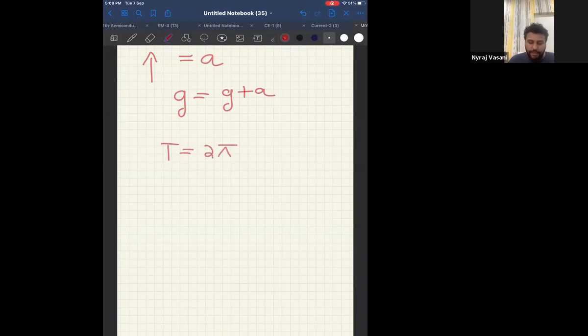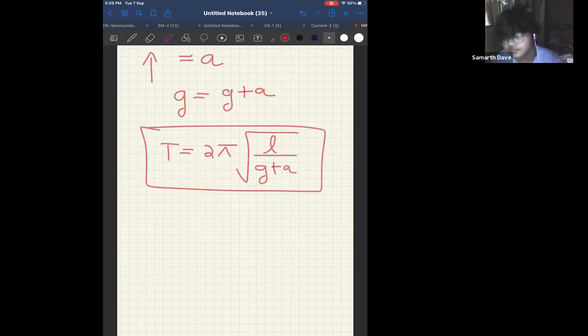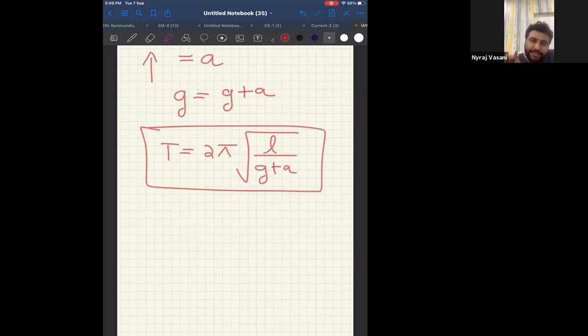Can I say it will become equal to 2 pi under root L by G plus A? Yes, sir. But remember, this is with constant acceleration. Now, don't get into a problem. You have to see the word velocity, you have to see the word acceleration, and then you have to proceed. If it is constant velocity, there is no problem at all. With constant acceleration, you have to see whether it is going up or whether it's going down.